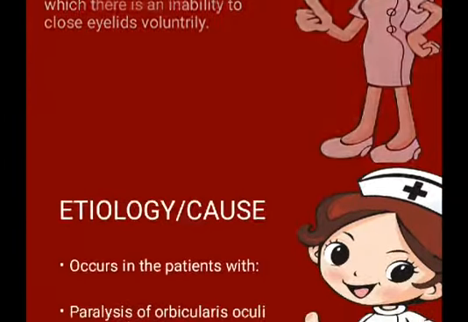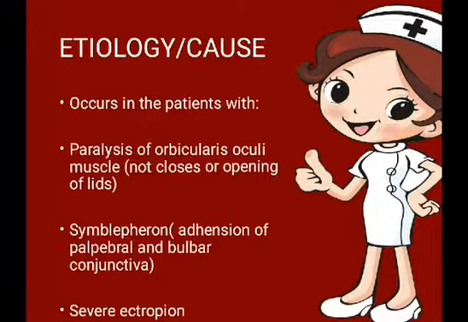Okay? Next is the etiology, or we can say the cause. It consists of three conditions. The first is paralysis of the orbicularis oculi muscle. Now the orbicularis oculi muscle gets paralyzed and does not perform its normal functions, which are to close and open the eyelids. After the orbicularis oculi muscle is paralyzed, our eyelid does not close or open according to our will, which causes lagophthalmos.